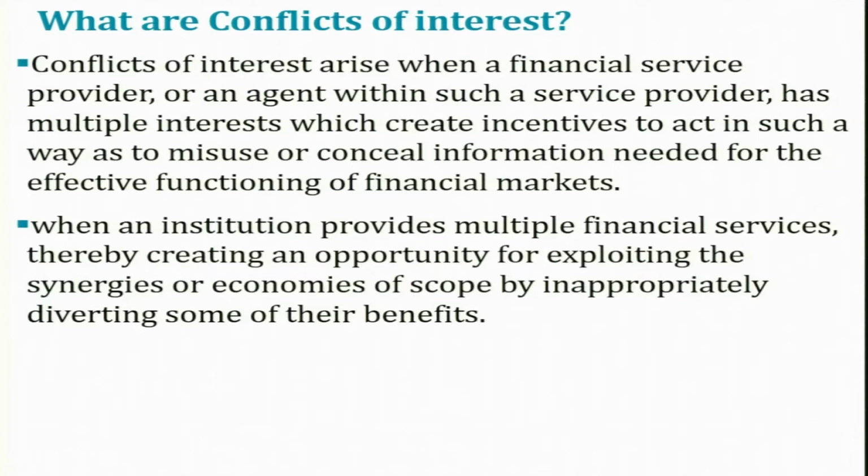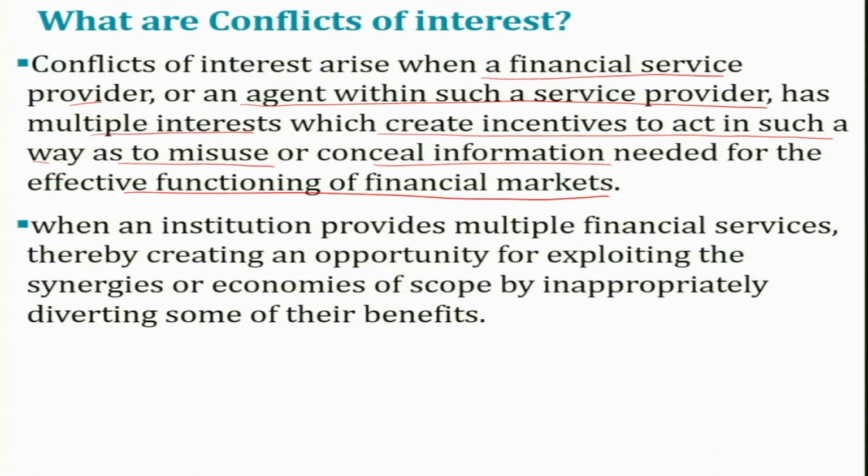Conflict of interest arises when a financial service provider, or an agent within such a service provider, has multiple interests which create incentives to act in such a way as to misuse or conceal information needed for the effective functioning of financial markets. That means concealing or misusing the information they are aware of, and engaging in some kind of malpractice. Maybe they are incentivized to do that. That would adversely affect the effective functioning of financial markets, and it will further aggravate the problem of asymmetric information.